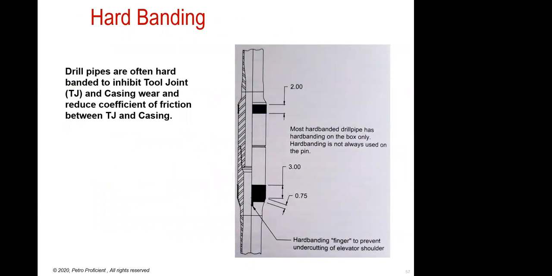Now we spoke about hard banding a little bit. This is done in order to inhibit or prevent friction and wear between the tool joint and the casing. This part of the string is the tool joint, and you can see it has an external offset. This is the drill pipe and this is the tool joint, which extends out. So that's the first part that will come in contact with the casing when you are rotating, or when you are static as well, but mostly when you're rotating, and therefore that can cause wear. To prevent that, hard banding is used.